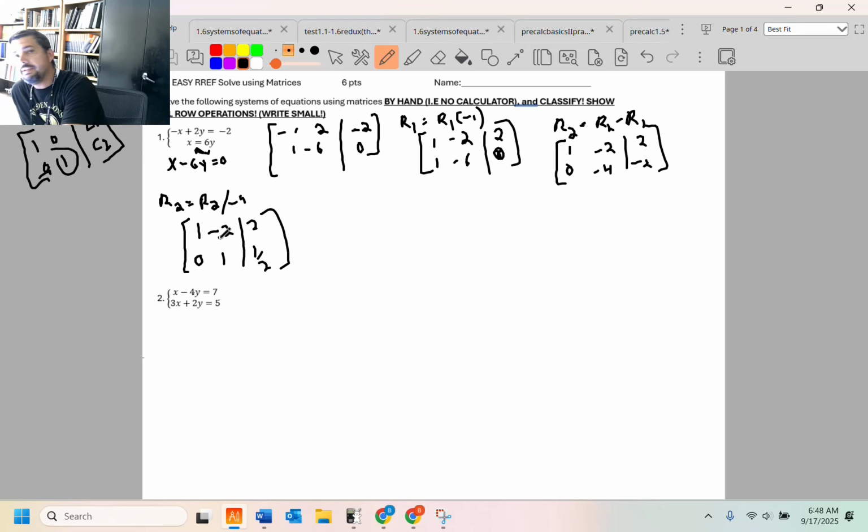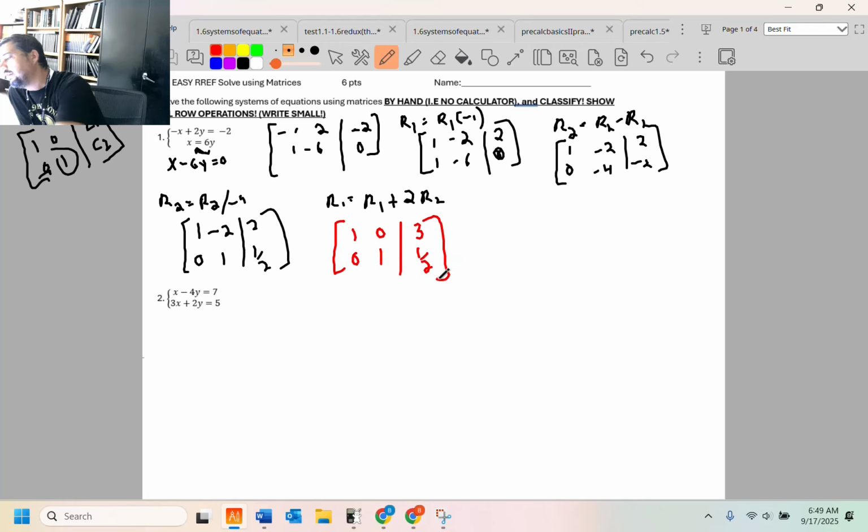Alright, now I need a 0 right here. In row 1, column 2, I need that to be a 0. I know that -2 plus 2 ones is a 0, and I know that would not affect this because 1 plus 2 zeros is still 1. So row 1 is row 1 plus 2 of the things in row 2 beneath it. So 1 plus 2 zeros is still 1. -2 plus 2 ones is 0. And 2 plus 2 times a half, which is 1, is 3. 0, 1, 1/2. And congratulations, you've solved it.